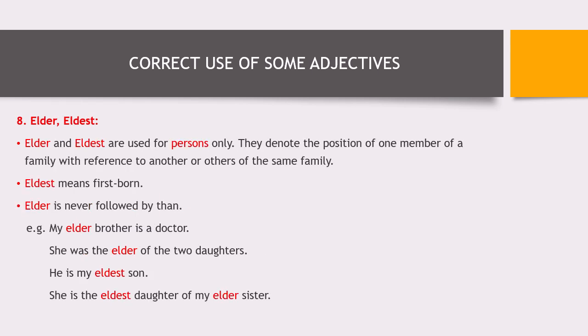8. Elder. Eldest. Elder and eldest are used for persons only. They denote the position of one member of a family, with reference to another, or others, of the same family. Eldest means firstborn. Elder is never followed by than. For example, my elder brother is a doctor. She was the elder of the two daughters. He is my eldest son. She is the eldest daughter of my elder sister.